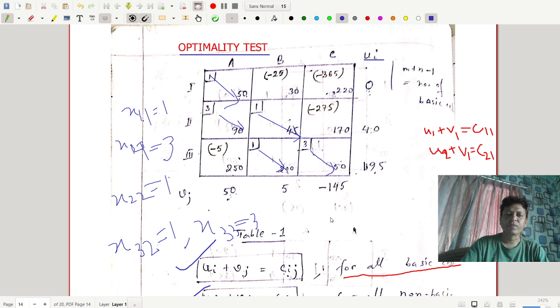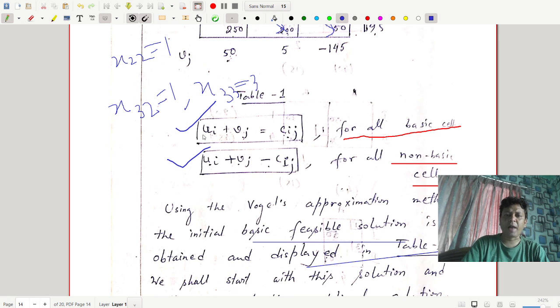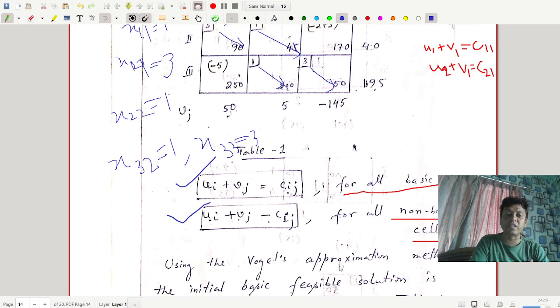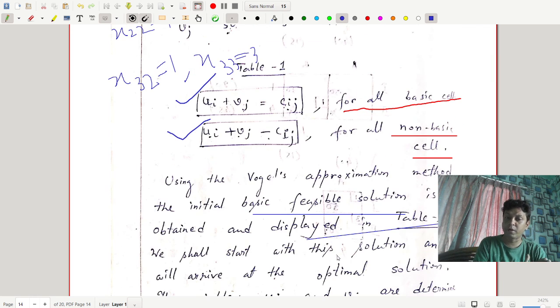You just have to remember, you are applying ui plus vj equal to cij for all the basic cells and ui plus vj minus cij for all the non-basic cells. So in this lecture, you have the concept of Vogel's approximation method and how to deal with it. That is the best method in transportation problems because the solution is very close to the optimal solution. That is why the word approximation is there. And you already have the knowledge of how to calculate the optimal solution.